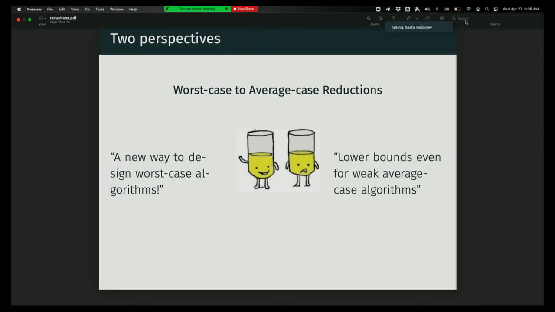Or another way to view worst case to average case reduction is that, okay, if you have a worst case lower bound, we can extend it to an average case lower bound, and this also might be useful, right? It might be useful for cryptography or other similar applications.